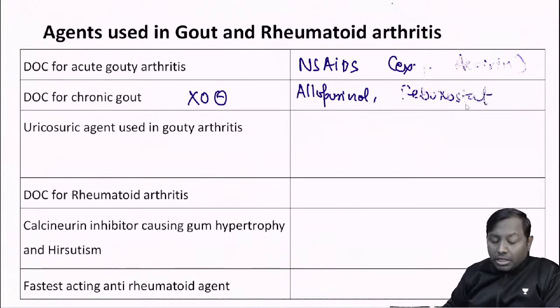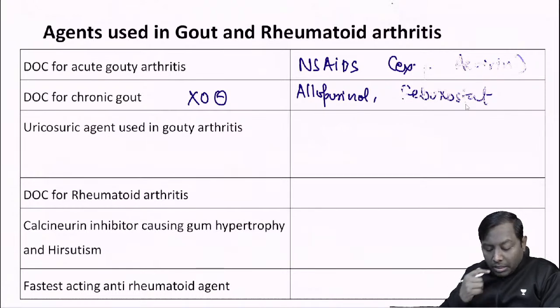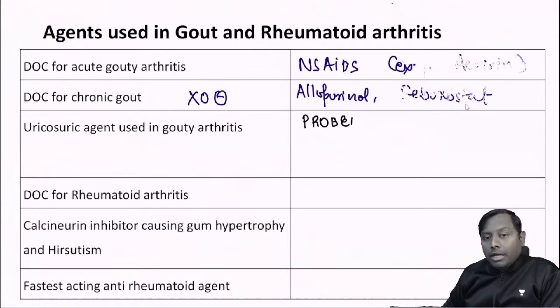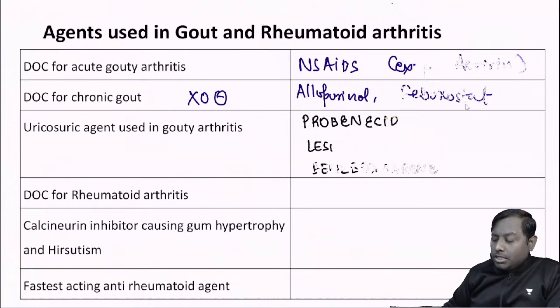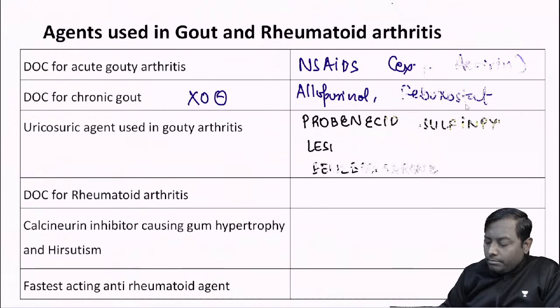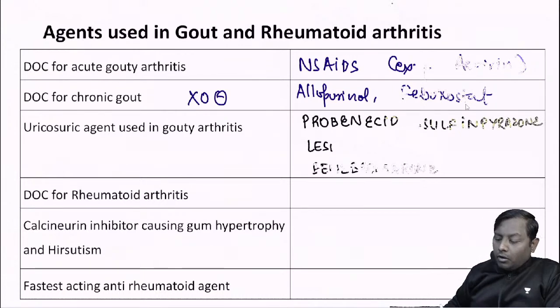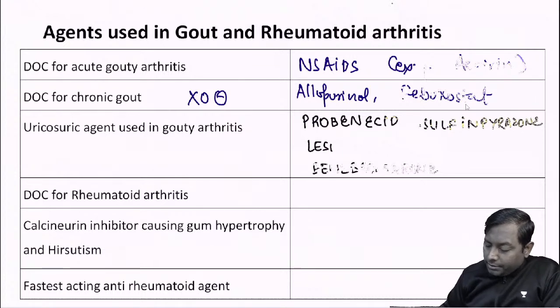Uricosuric agent that is used for gouty arthritis. Uricosuric, the one that is going to increase the excretion of uric acid. So what are those drugs? Probenecid, lesinurad, benzbromarone, sulfinpyrazone, all of them are uricosuric agents.